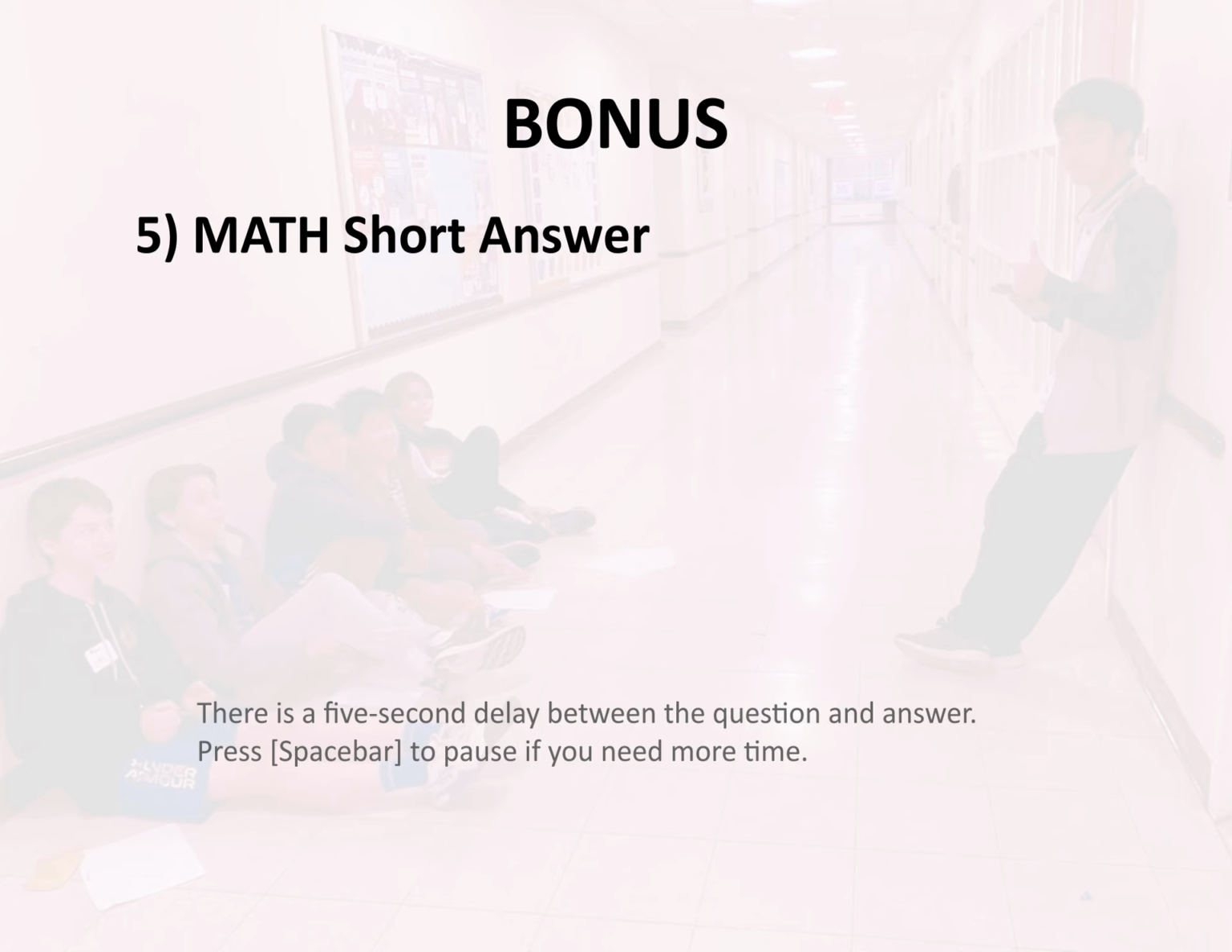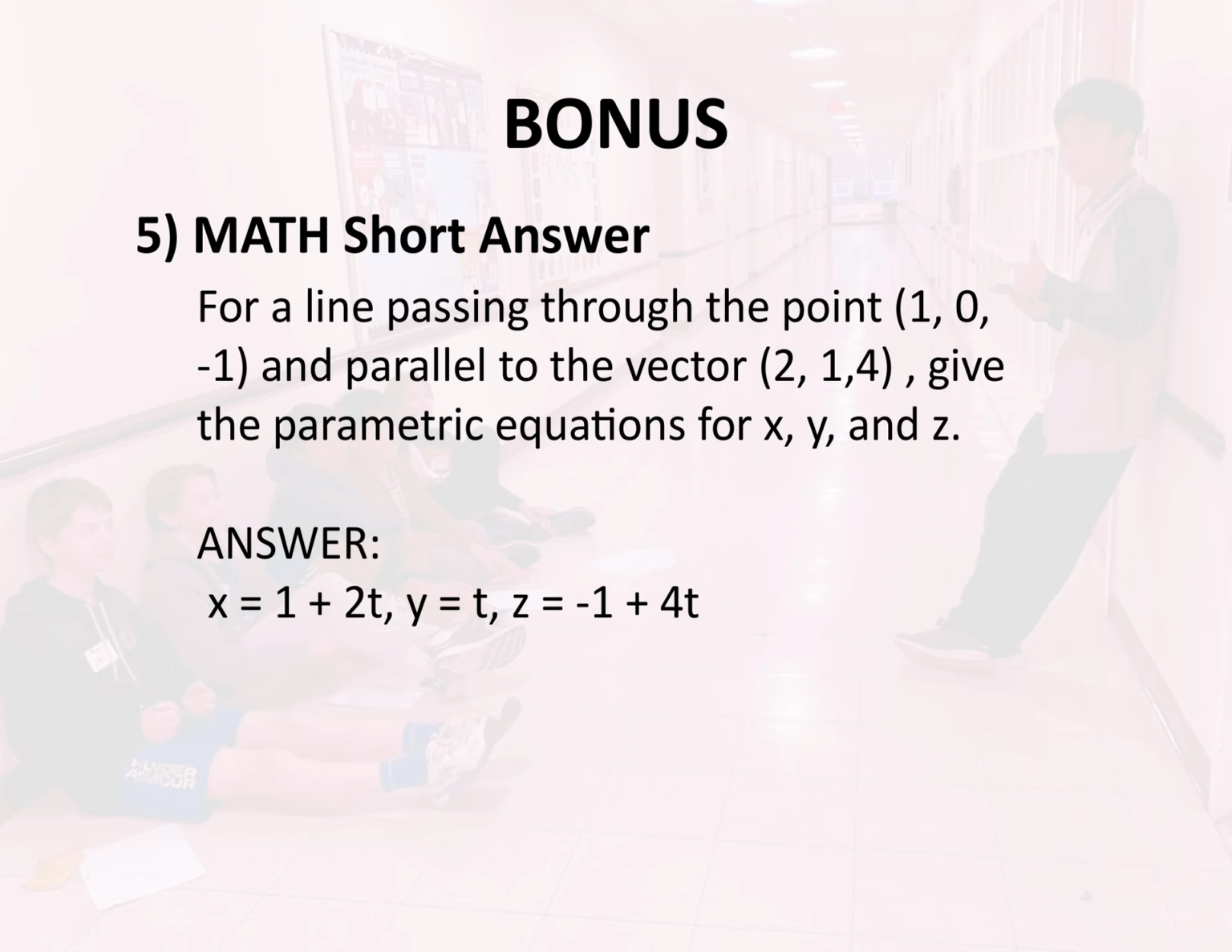Bonus 5. Math. Short answer. For a line passing through the point (1, 0, -1) and parallel to the vector (2, 1, 4), give the parametric equations for x, y, and z. Answer: x equals 1 plus 2t, y equals t, z equals -1 plus 4t.